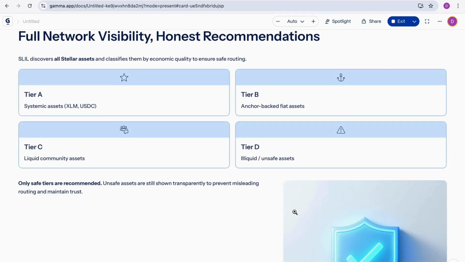SLIL observes all Stellar assets, but it does not treat them equally. Assets are classified by economic quality, from systemic assets like XLM and USDC to anchor-backed fiat assets to illiquid or unsafe tokens. Only safe, high-quality assets are recommended, but unsafe assets are still shown transparently. This prevents misleading or dangerous routing decisions.